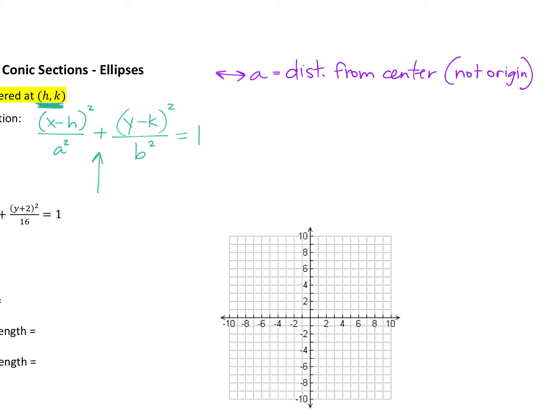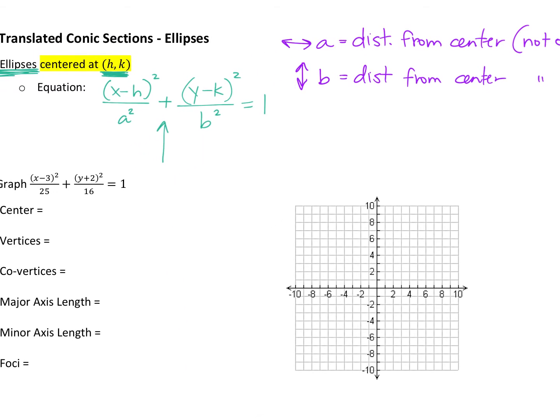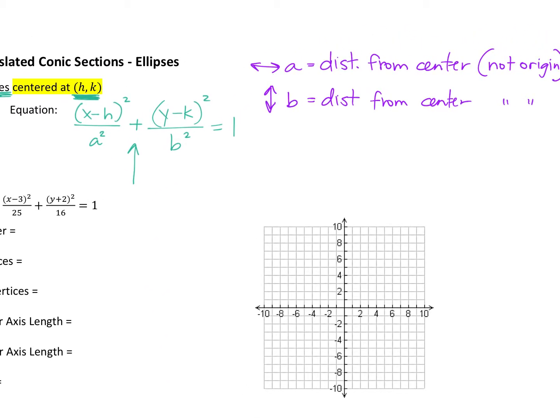Left and right. Your b value, this one's going up and down, but again, it's the distance from the center, not the origin, okay? So that's really the only difference, but it's kind of a big difference. It impacts a lot of just how you write it out. So we are going to take a look at this first one and work through it here.